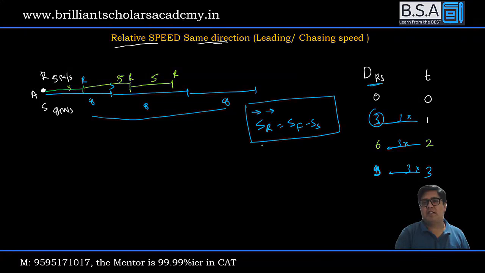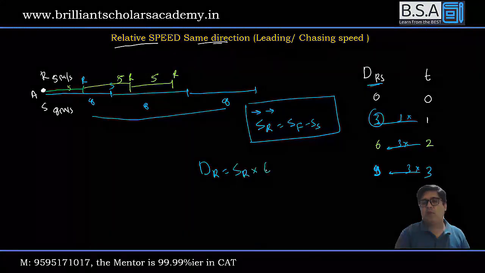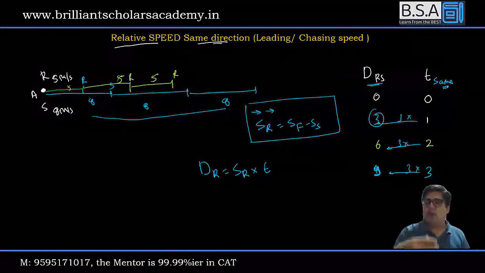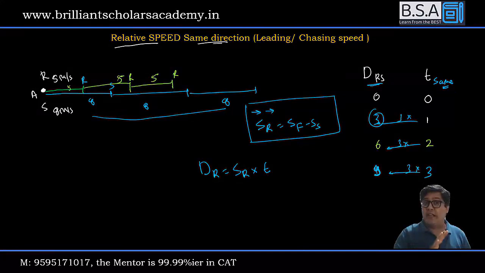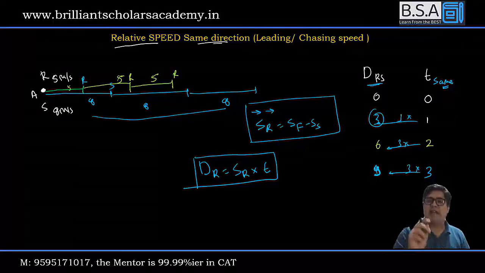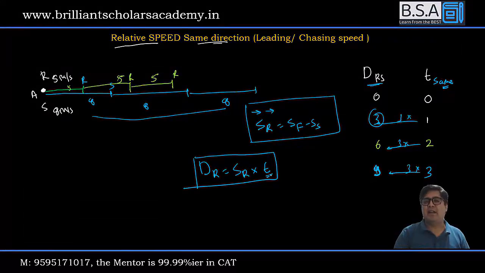This is called relative distance. Relative distance, that is the gap between them, can be written as relative speed into time. Observe, the time has to be the same for both. Objects must be moving together. There is no relative time. Time has to be the same. These are not the concepts of relativity given by Einstein. These are Newton's relative concepts. Here, the gap between them depends upon how much time they have traveled and the gap in their speeds. I don't want to locate where Ramesh and Suresh are.